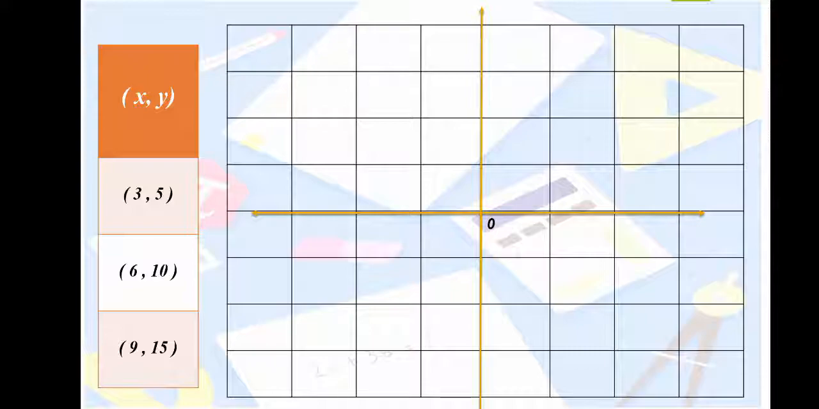So for this, take the points 3, 6 and 9. Here you can see on the x-axis the difference of the numbers is 3. Then you have to take the negative x-axis values -3, -6 and -9. Now for the y column, you have to see the values 5, 10 and 15 are there.